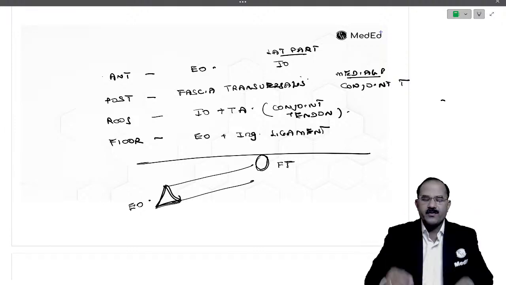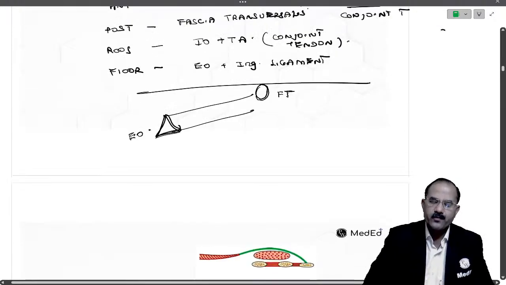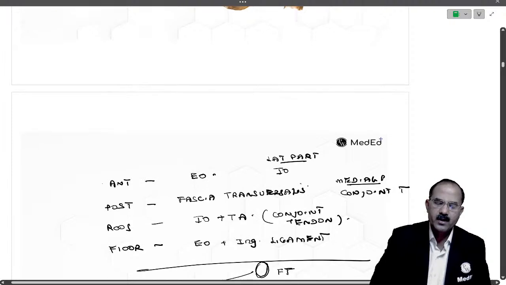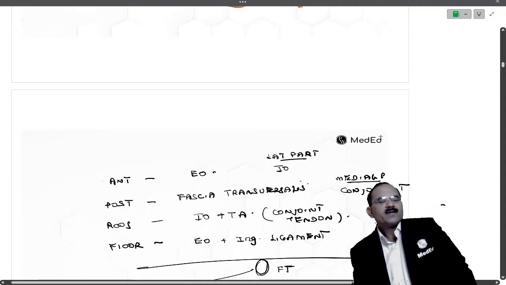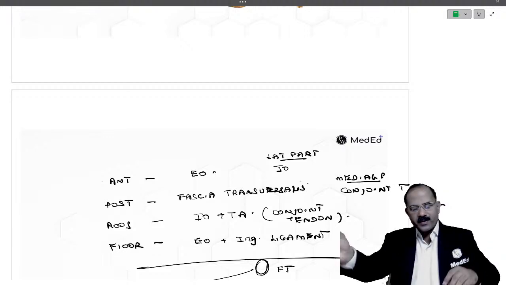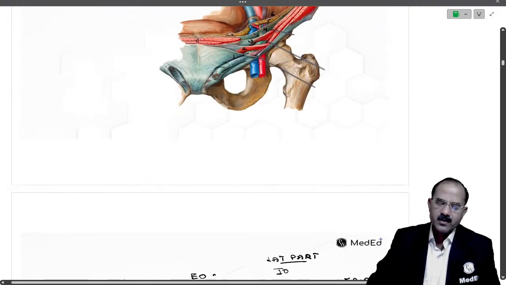What are the coverings of the testis? Come on, children, tell me, this is another very important thing that you should know. What are the coverings of the testis? Any guesses? Very good. Let us start with this.